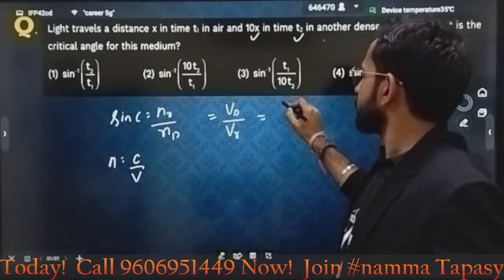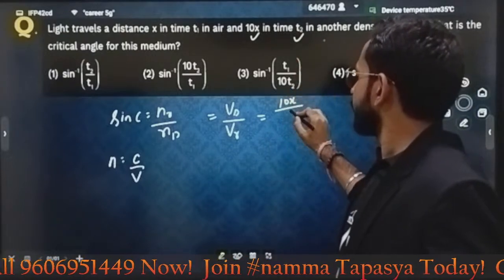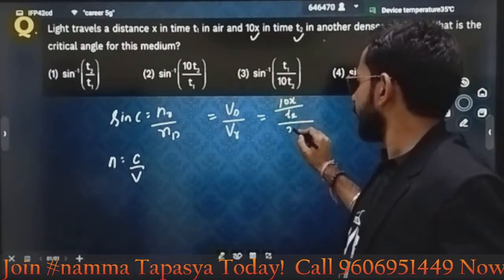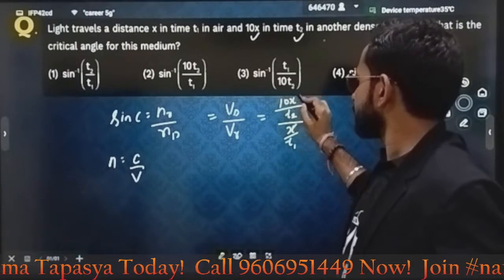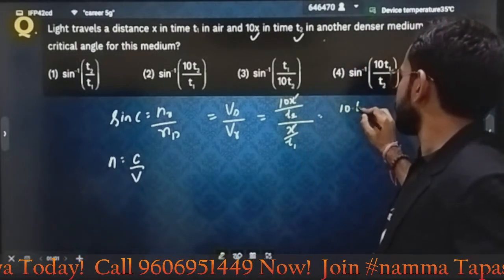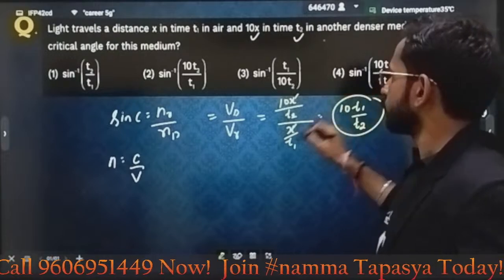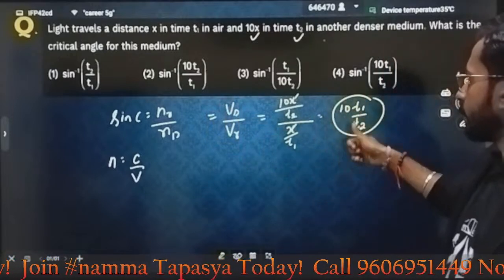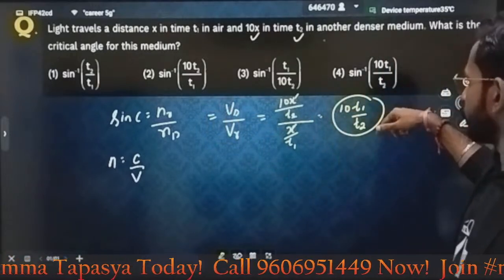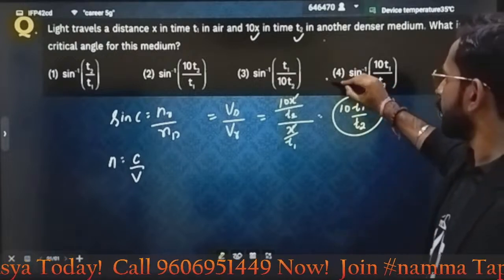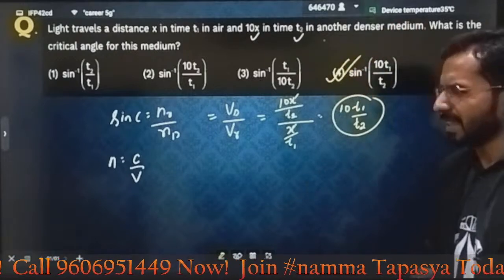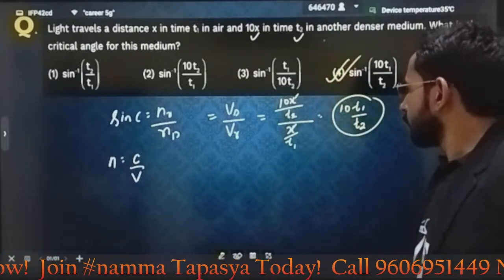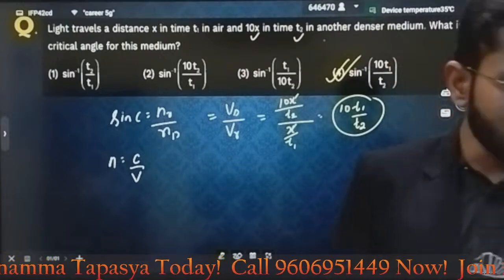Can I write distance divided by speed? The distance is 10x divided by time t2, and in air, in the rarer medium, the distance traveled is x divided by time t1. x cancels. So you can say 10 times t1 divided by t2. This is sin c. That means c is equal to sin inverse of 10 t1 divided by t2. Which option should be correct? Option 4. If I have not made any calculation mistake, check it once. It is correct. This is how we'll be approaching.